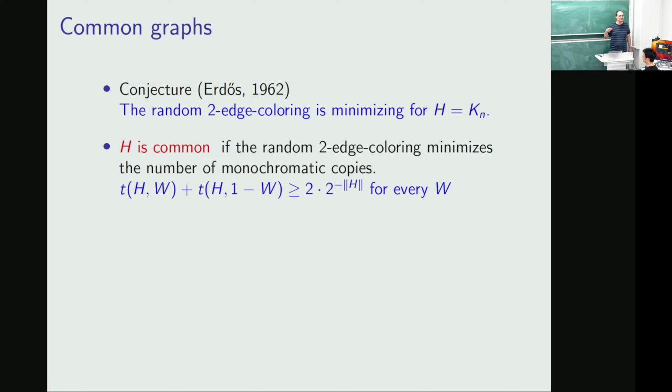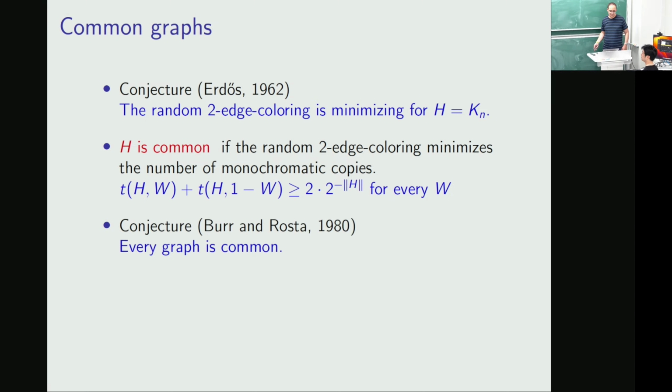In case you're wondering why it's called common, I wondered too, and I was told that if it's not common, there's a coloring where it is below the random threshold. So common means it commonly appears in the coloring, where commonly means at least as many times as in the random one. At least this was the explanation I was given when I asked why it's called common. And Bohr and Rosta conjectured that more generally every graph is common.